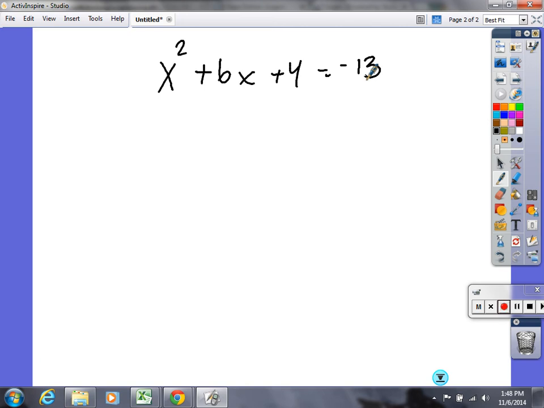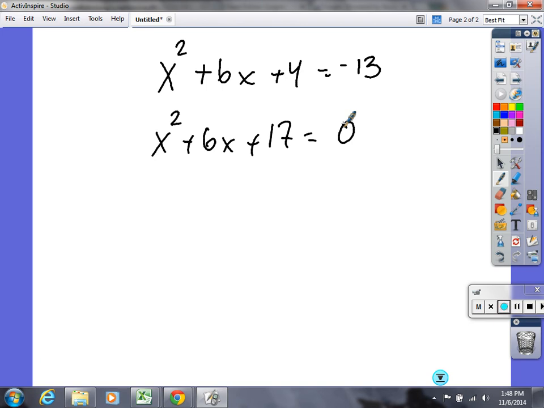So first off, is this set equal to 0? I can't find my a, b, and c until it's equal to 0. So therefore, what do I need to do? Add the 13. Are we okay with that? Okay. x squared plus 6x plus 17 equals 0.